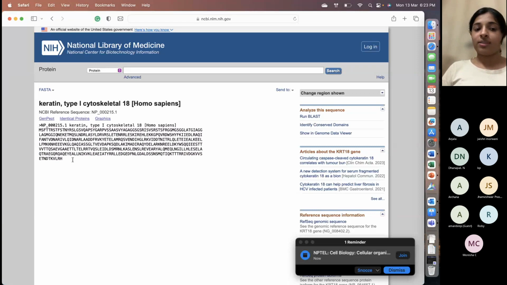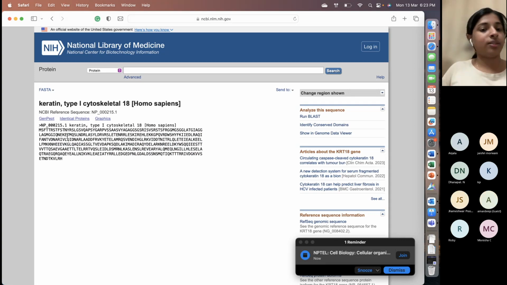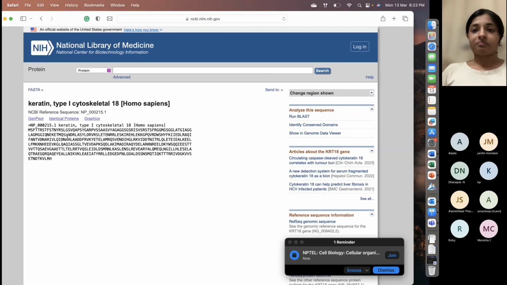So here we can see that all the 20 amino acids that we know have been given a single letter code, and this code is how the sequence is represented. So each of these letters stands for one amino acid, and as you can see, this is much shorter than the mRNA.